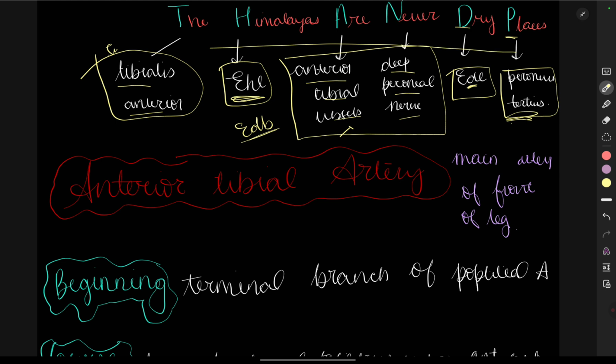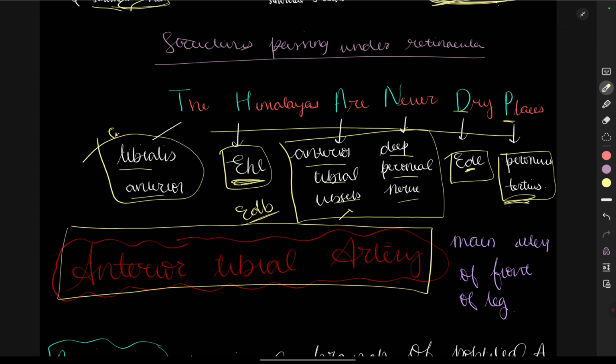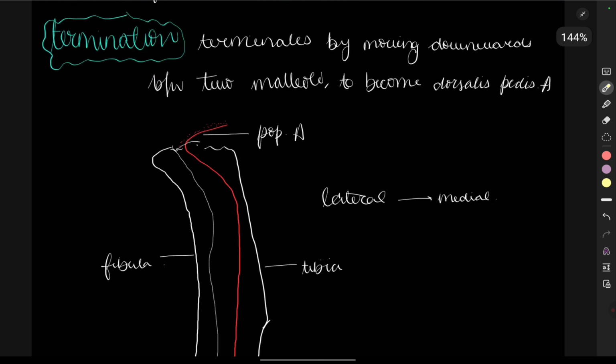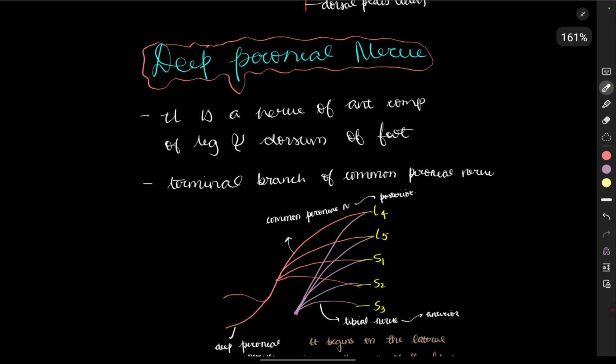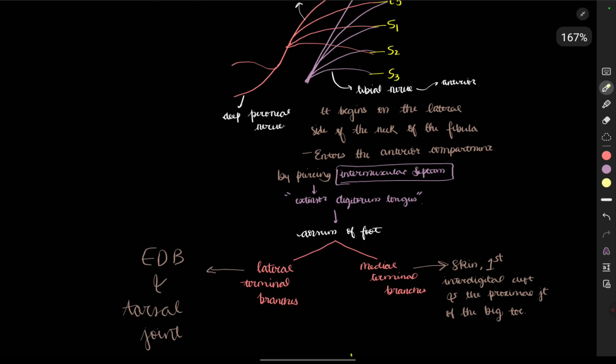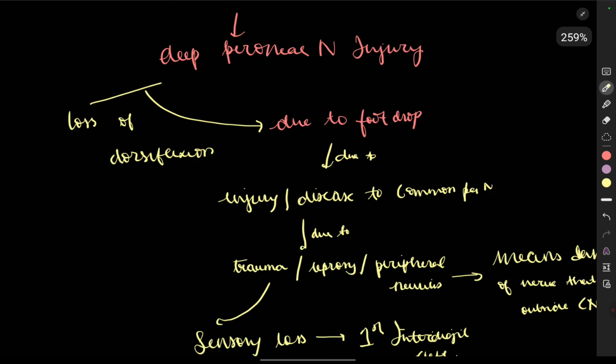Now we are going to talk about the artery in the next video: the anterior tibial artery, its course, beginning, termination, diagram, relations, branches along with the diagram, and then the deep peroneal nerve, root value, course, origin, the branches, and at the last clinical anatomy, and we are done with the chapter.